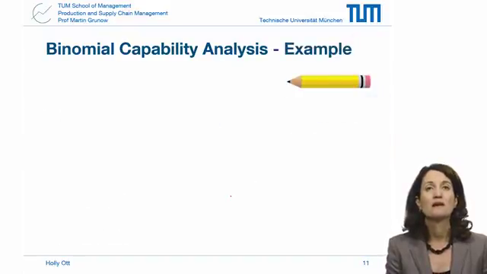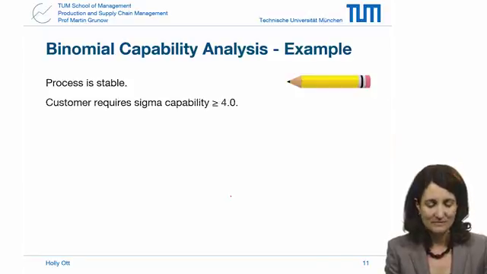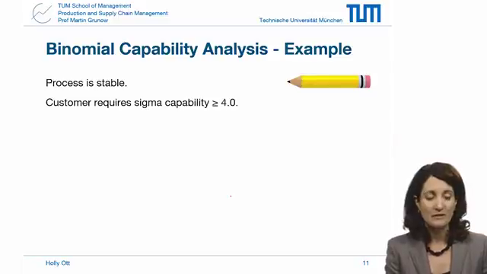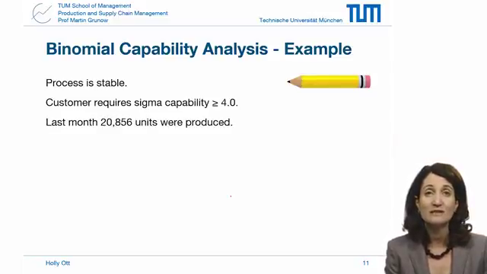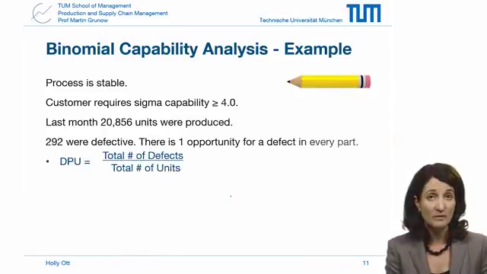As an example, let's assume our process is stable and our customer requires a sigma capability, a sigma level, of greater than 4.0. Last month, we measured 20,856 units produced over 21 days. Of these, 292 were defective. For this example, there's one opportunity for a defect in every part. So did we meet the customer requirements?